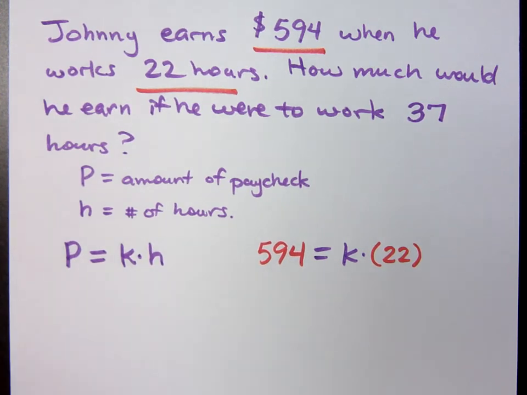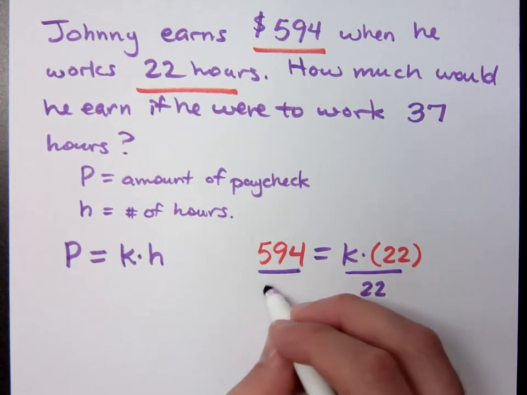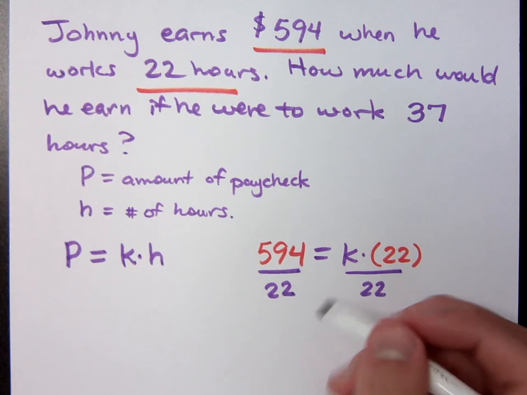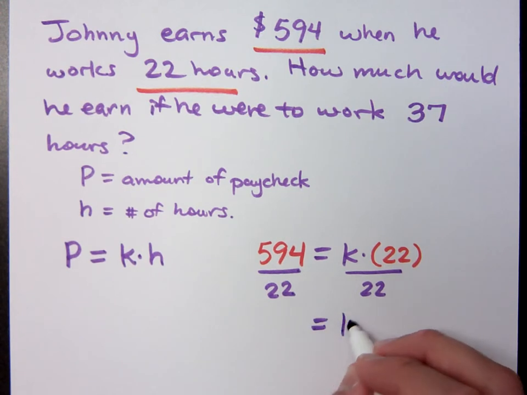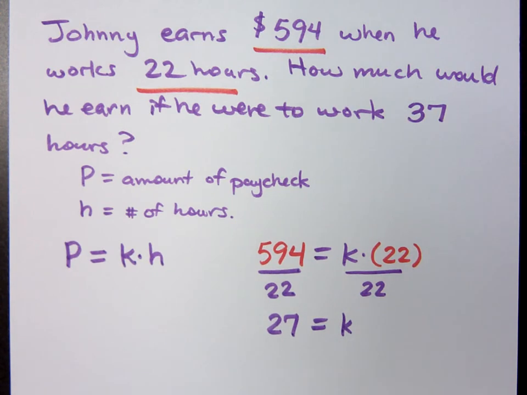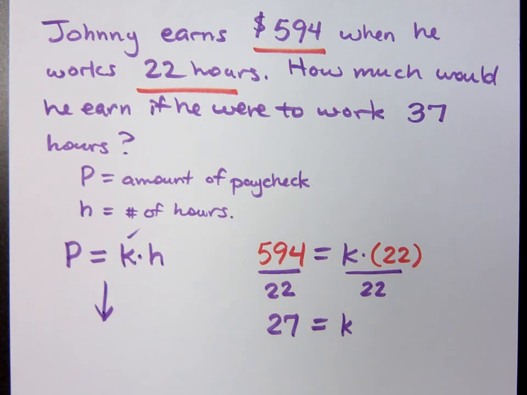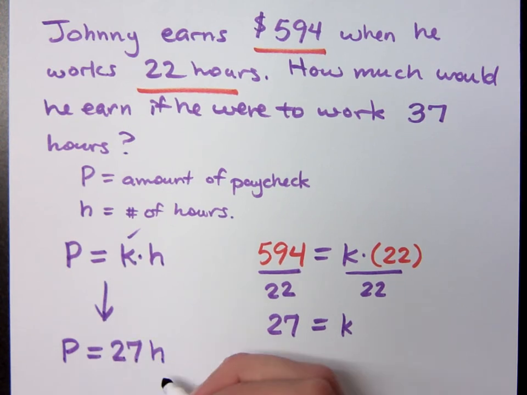Okay. Well, let's figure out what K is. So if I divide by 22, I find out that my K equals 27. Now, what does that mean to me in the real world? Making $27 an hour, right? So watch what happens here. Now that you know your K, it is a known quantity. So that means that your pay is equal to 27H.